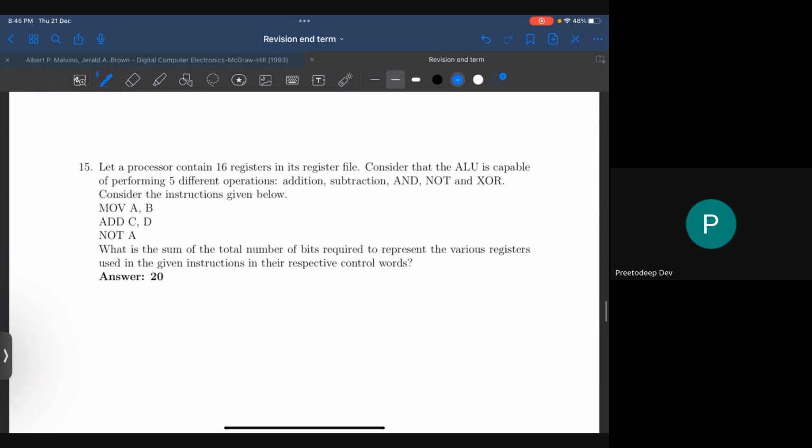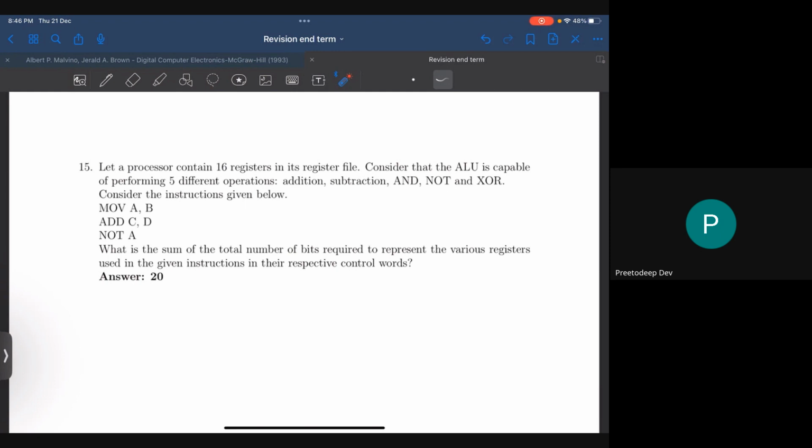Okay, now 15. Let a processor contain a 16 register file. Consider that the ALU is capable of performing 5 different operations: addition, subtraction, and not, XOR. Consider the following instruction given: move AB, add CD, not A. What is the sum of total numbers of bits required to represent the various registers? So we are asked the total numbers of bits required to represent the various registers used in the given instruction in the respective controller, right?